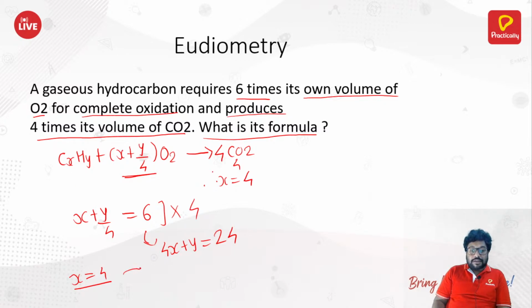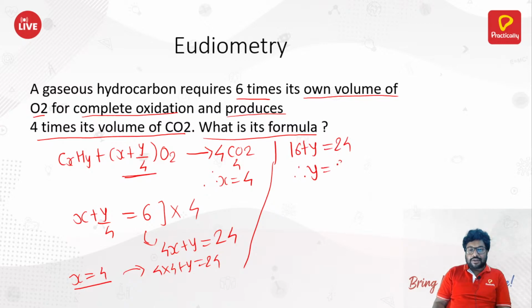So putting the value of 4 here, you get 4 into 4 plus y is equal to 24. Now that will give you 16 plus y is equal to 24. And therefore y is equal to 24 minus 16 is equal to 8. So that means y is 8 and x is 4. So what will be our formula? C4H8. That is our hydrocarbon. And that is your formula.